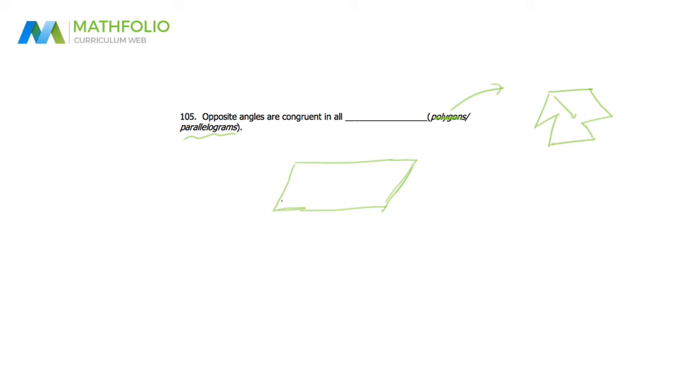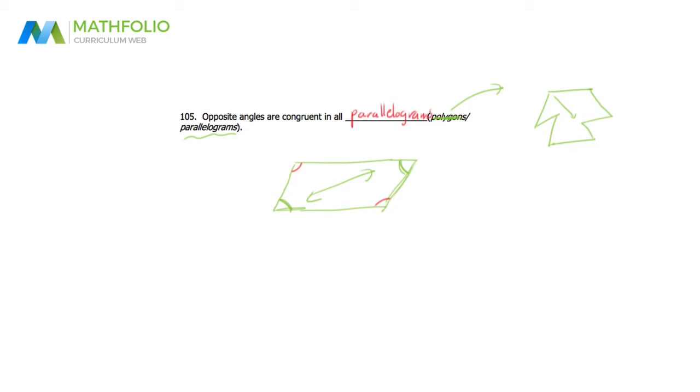So it's saying opposite angles. Well, this angle and this angle, should they be congruent? And yeah, they should. These are parallel lines, and in a way, this side is almost like a transversal. So these are opposite and equal, and also the other two opposite angles are also congruent. So our answer here is parallelogram.